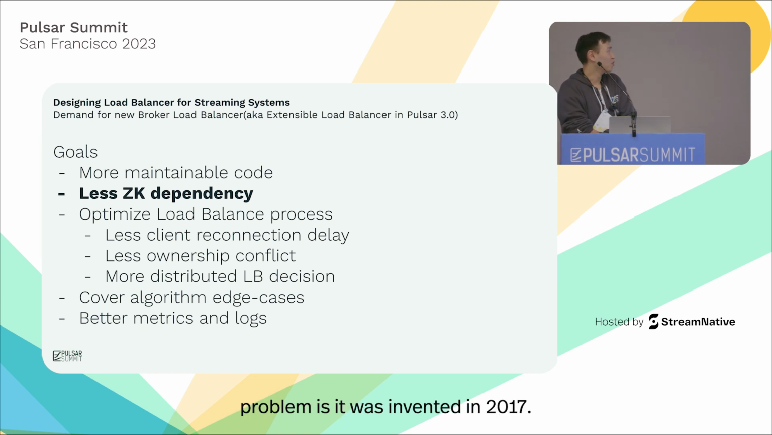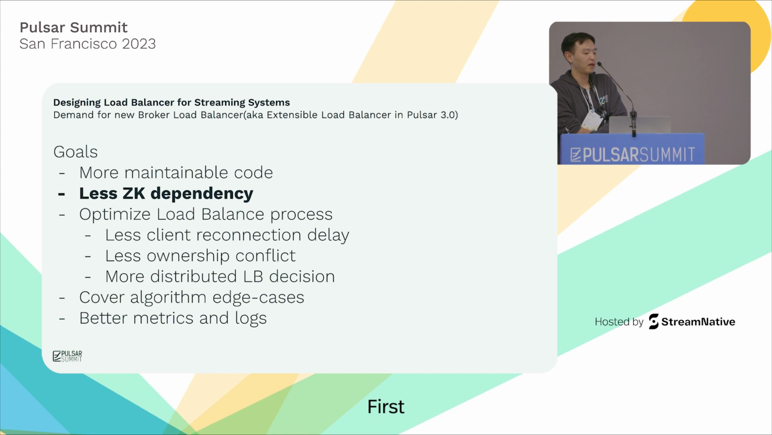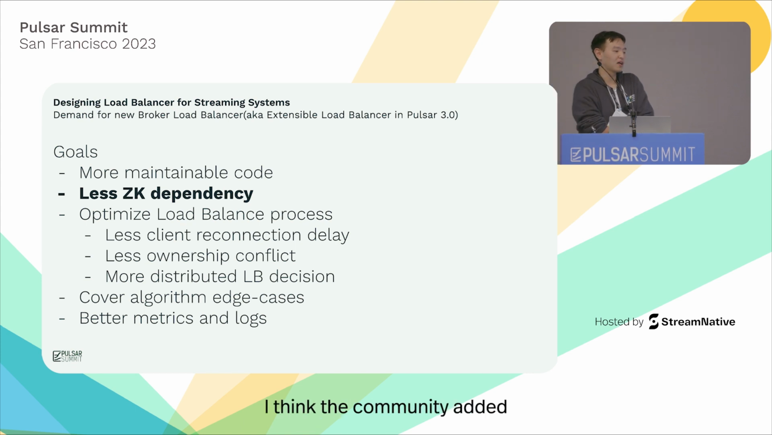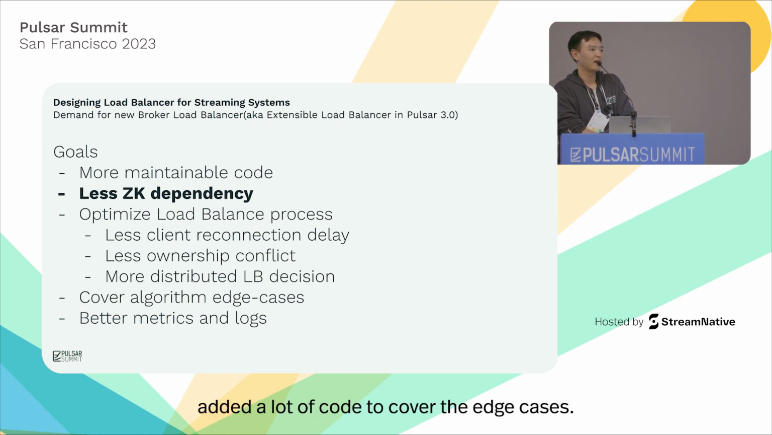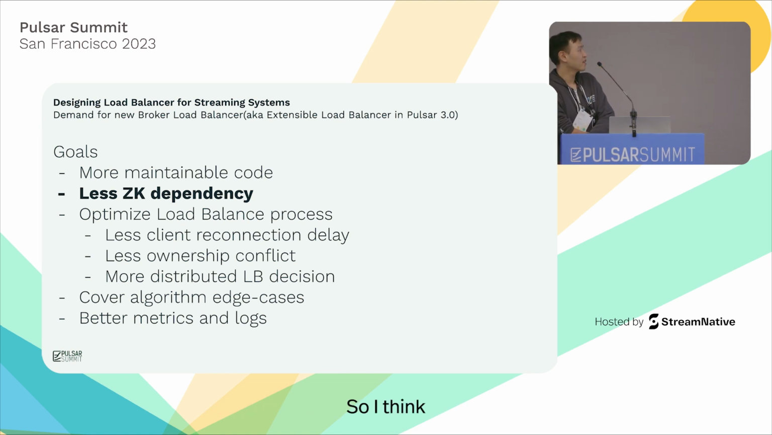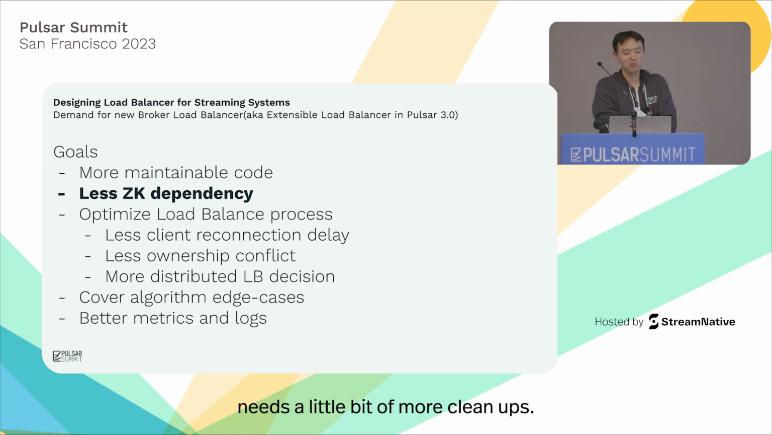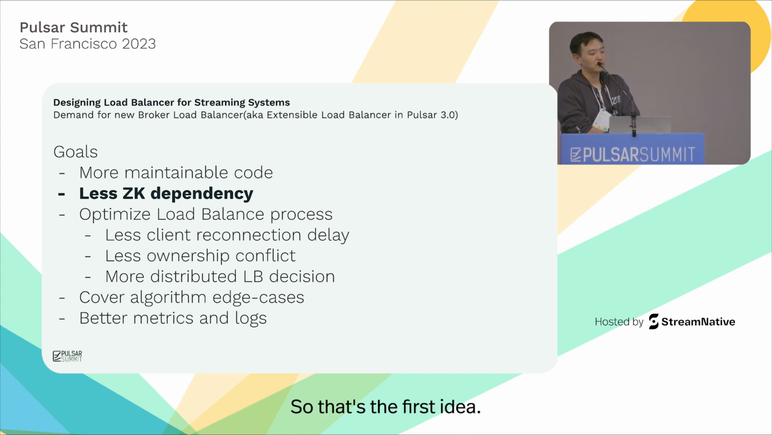I think the first problem is it was invented in 2017, and over time the community added a lot of features in the broker load balancer, and also added a lot of code to cover the edge cases. So I think the code needs a little bit more cleanup. That's the first item. We need it to be more maintainable, and we need to clean up.